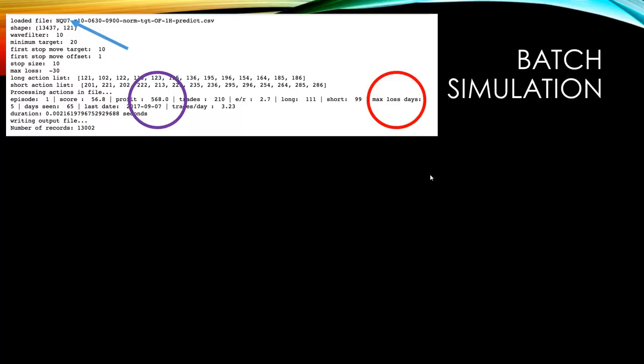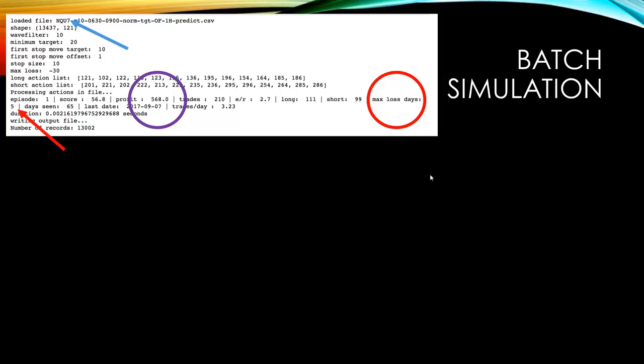This is the other key thing. How often did I hit a maximum loss day? As traders, the most important thing we do is manage our risk. That hasn't changed if I'm going to use a machine learning system to help me trade. I still have to manage that risk. And that means I limit my losses every day and every week. I have very strict rules that I use as a human trader and equally strict rules that I use with a machine learning system.